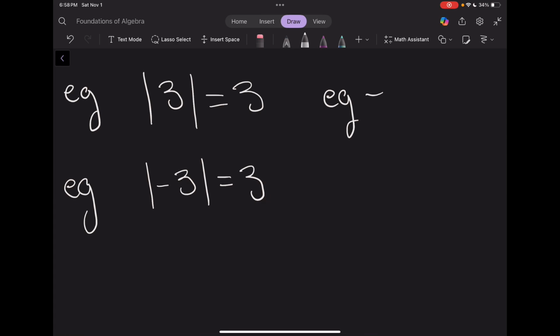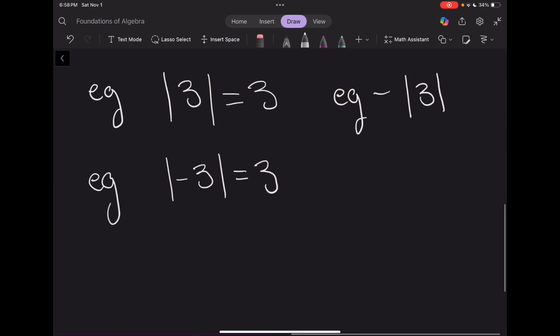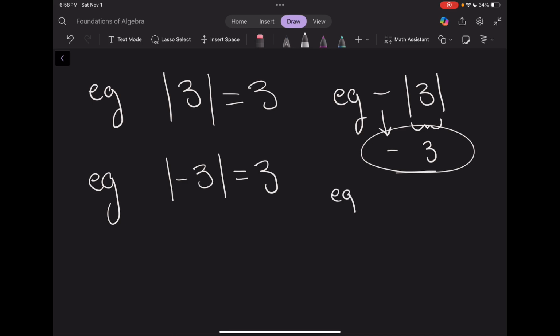Now let's say I have a negative number on the outside of the absolute value bars. So first I find the absolute value, which I get 3, and then this negative comes down. So my answer is -3 in this case.